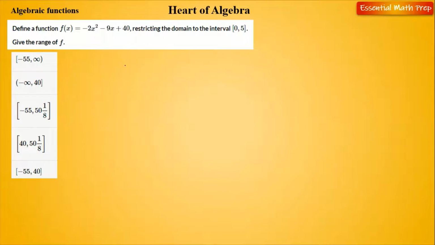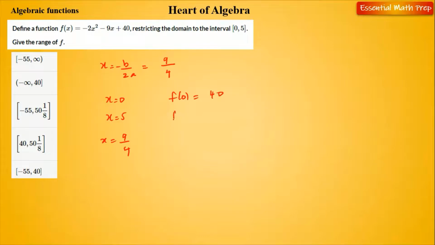Okay, f of x equals, again, we know x equals negative b over 2a. I'm just simplifying it here because we've done this multiple times. So it's 9 over 4. That's our x. So let's substitute values of x equals 0, x equals 5, x equals 9 over 4. If x equals 0, f of 0 would be 40.